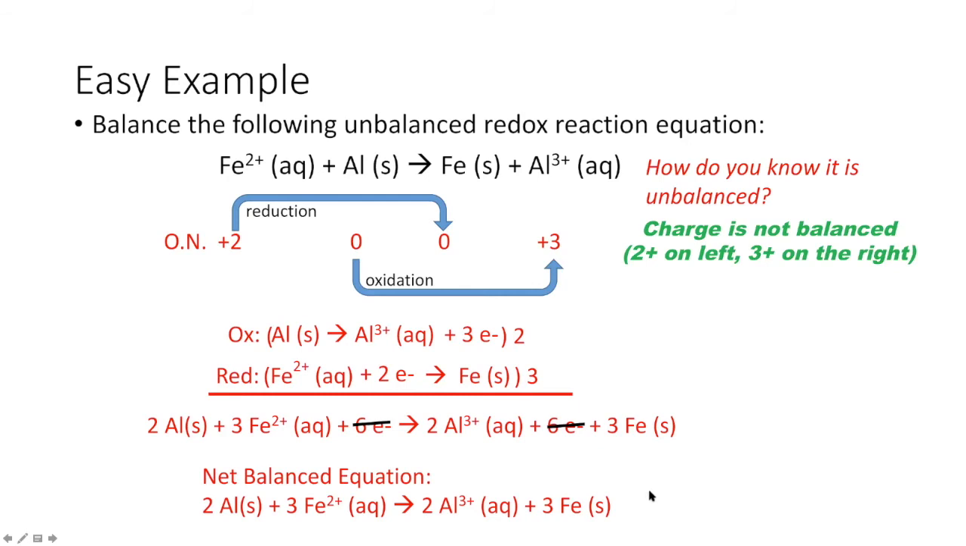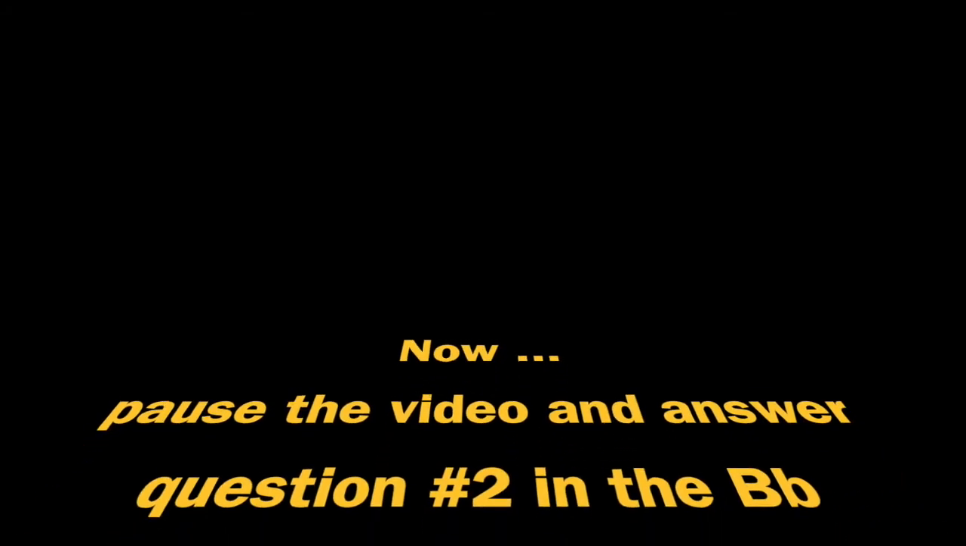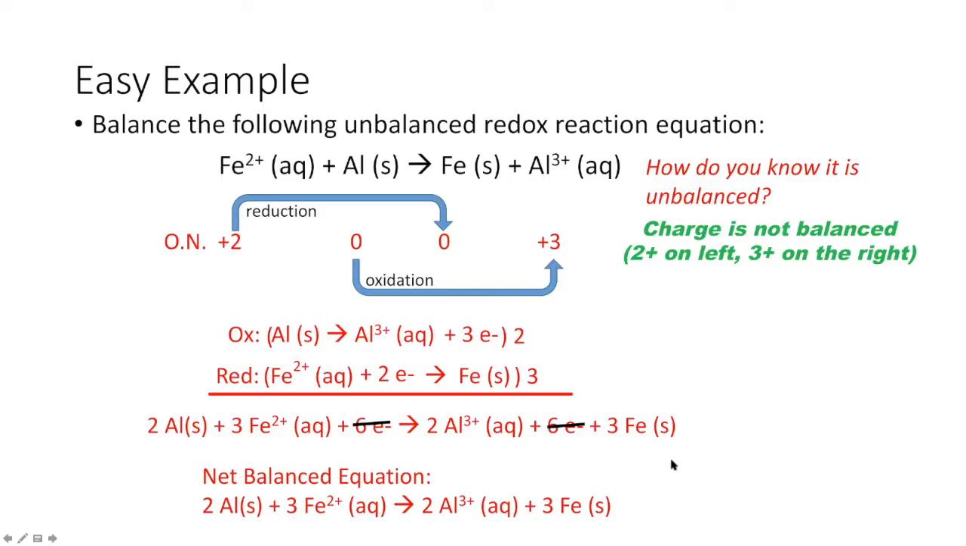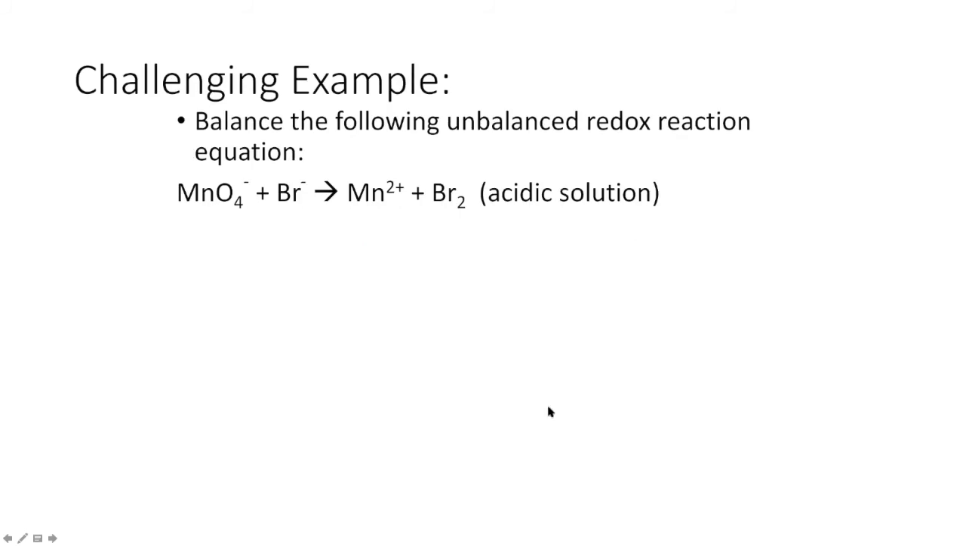Okay. Now, believe it or not, that was a fairly simple example. So now we'll do a more challenging example. And you'll see why this one is more challenging once we get to balancing the oxygens and the hydrogens, okay? But you start off the same way. You've got to assign oxidation numbers to everything. So here are my oxidation numbers.